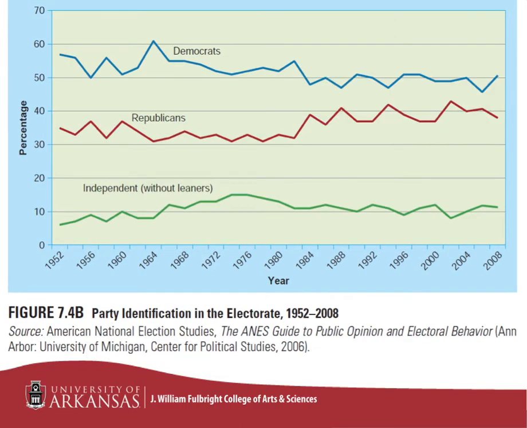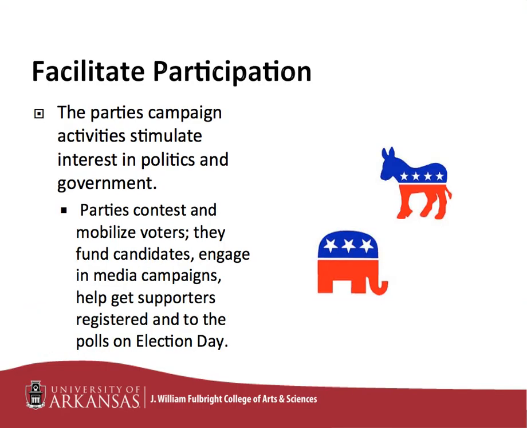But when you break it down even further, you see that the independents, those who consider themselves true independents, are only around 10%, whereas those who consider themselves Republicans or Democrats range between 40 to 50%. So certainly identifying with the political parties acts as a really useful decision tool or heuristic to be able to make electoral decisions.